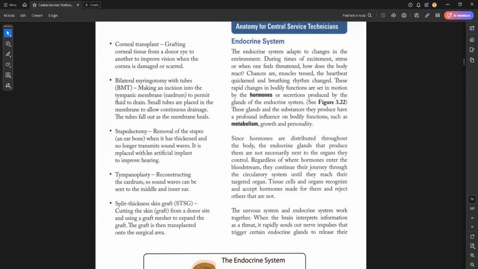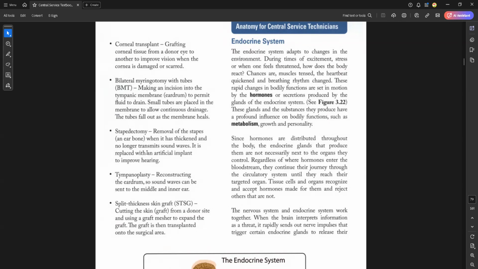Now, these rapid changes in the body functions are set in motion by the hormones or secretions produced by the glands of the endocrine system. These glands and the substances they produce have profound influence on bodily function, such as metabolism, growth, and personality. So, guys, when you are sad, imagine you don't want to eat. People are consoling you. By the time you realize, you begin to calm down gradually. Hormones are working. The endocrine.